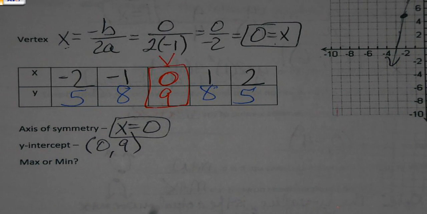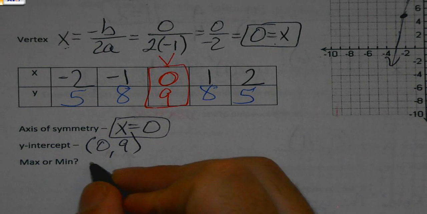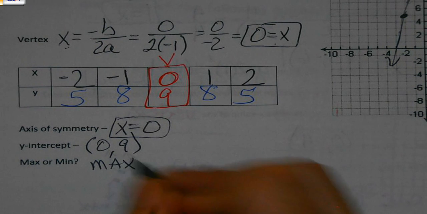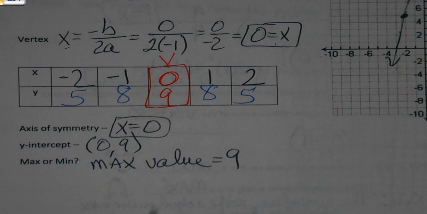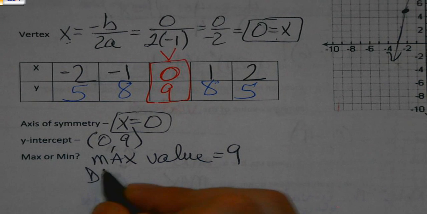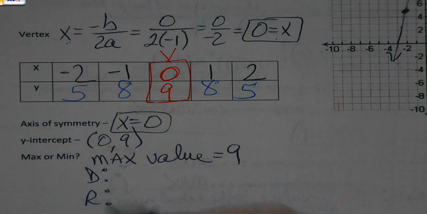Do we have a max or a min this time? Max. What's the value at the max? Max value is 9. And then again, my domain and my range.